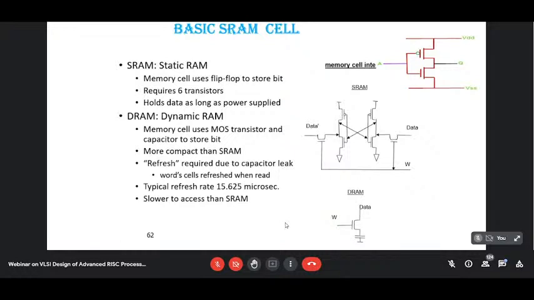So this is the DRAM. If you compare the static RAM and DRAM, what are you finding? The 1, 2, 3, 4, 6 transistors are replaced by a single transistor and one capacitor. So the efficiency in area is more than 3 times.